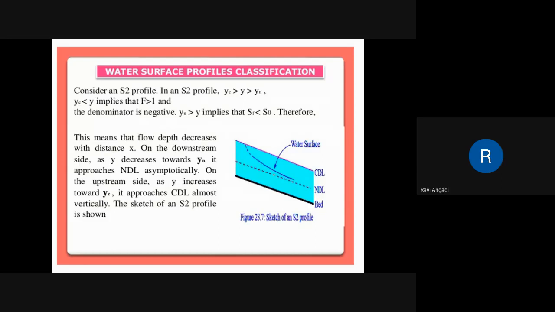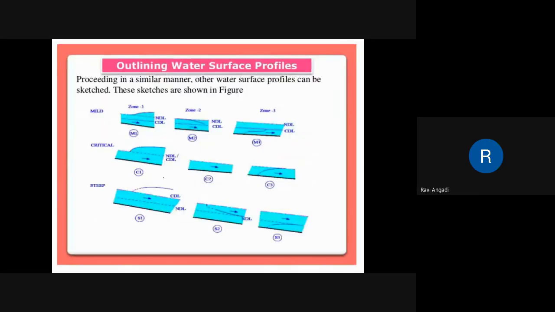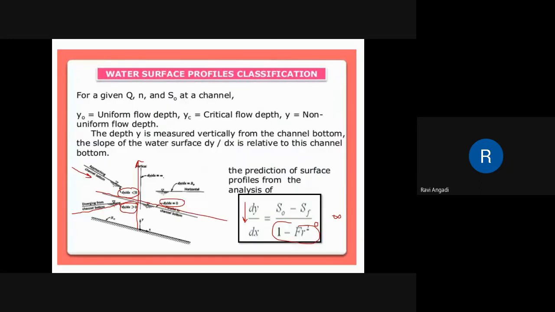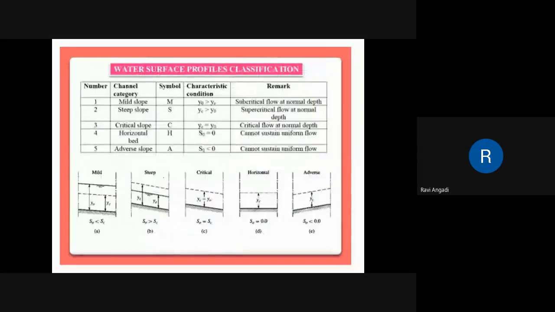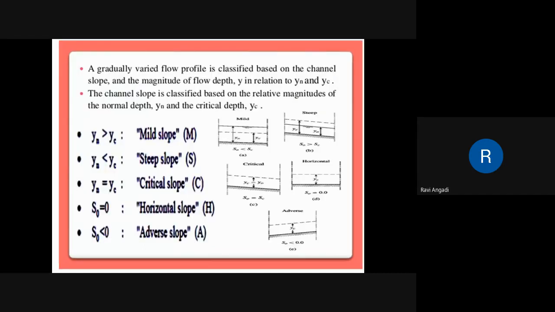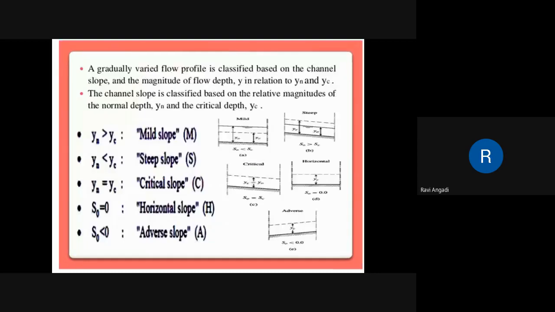Again, the water surface profiles have been classified here. We'll discuss these again in the next class. This is for your internals and is very important. Note how water surface profiles are classified by channel bottom slopes: there are 5 types of slopes, mild, steep, critical, horizontal and adverse. You have to classify them like this, so please make notes of it.